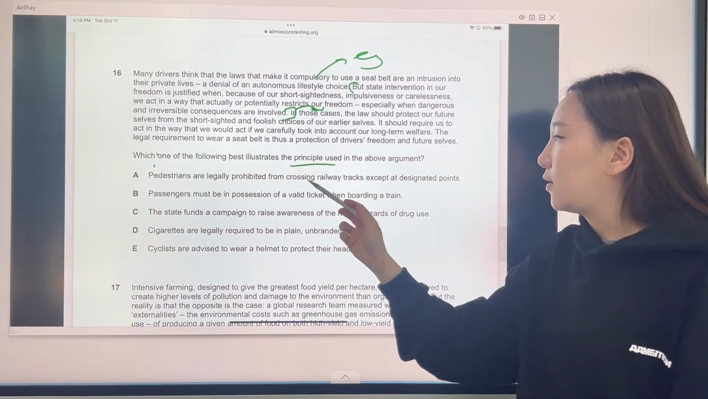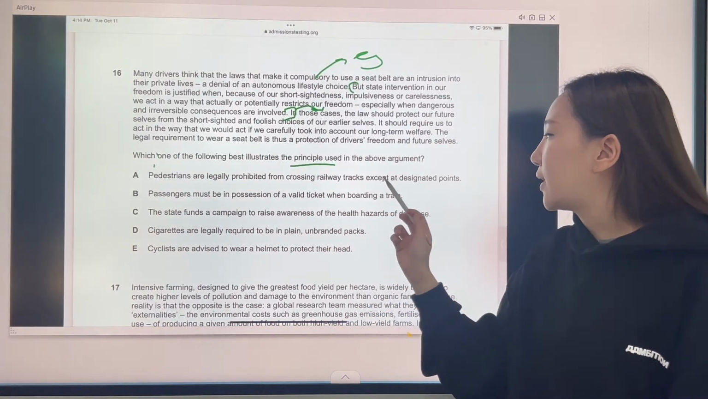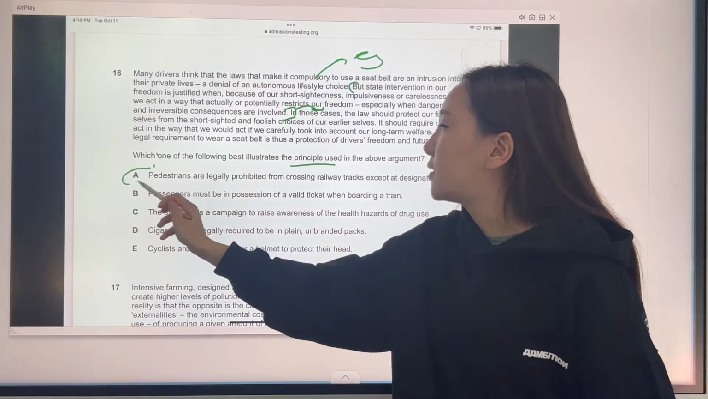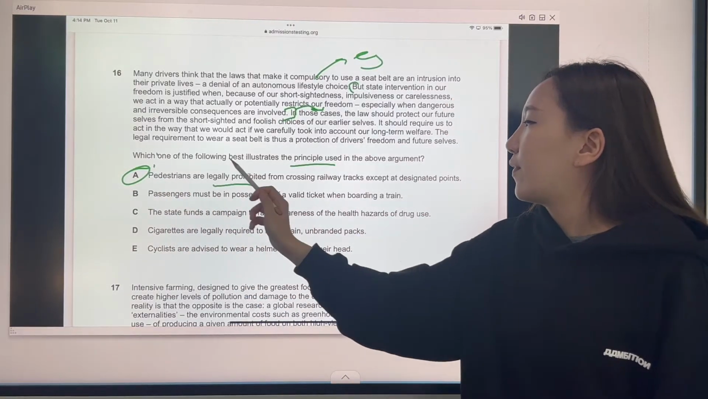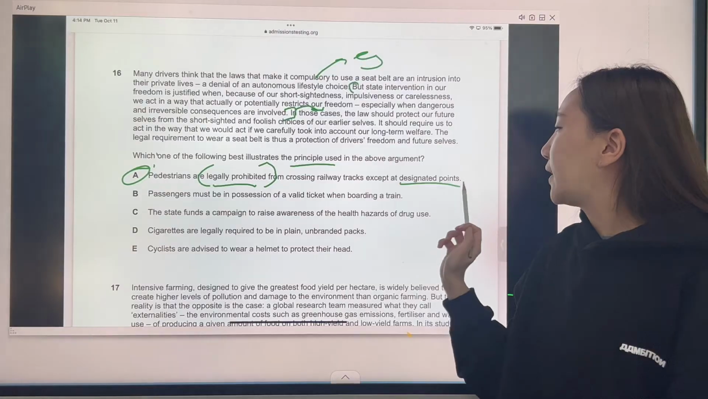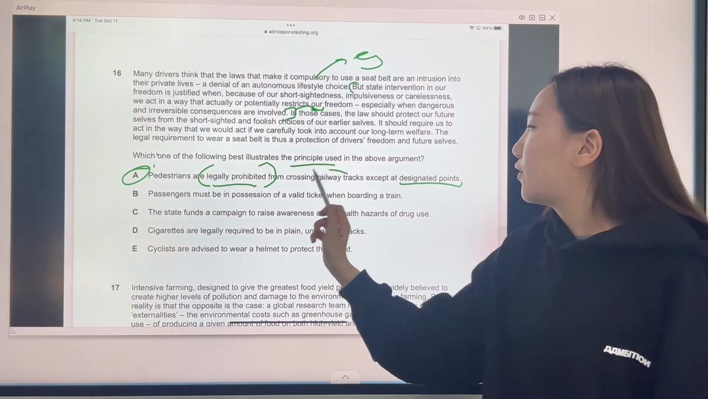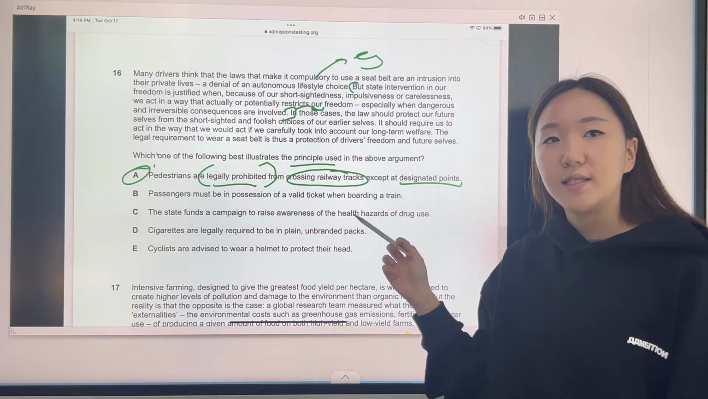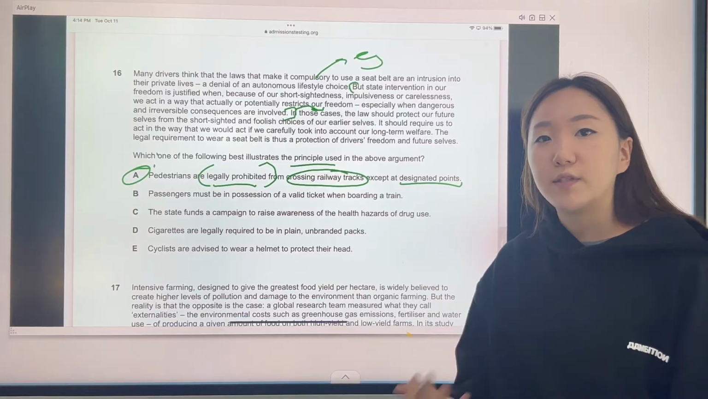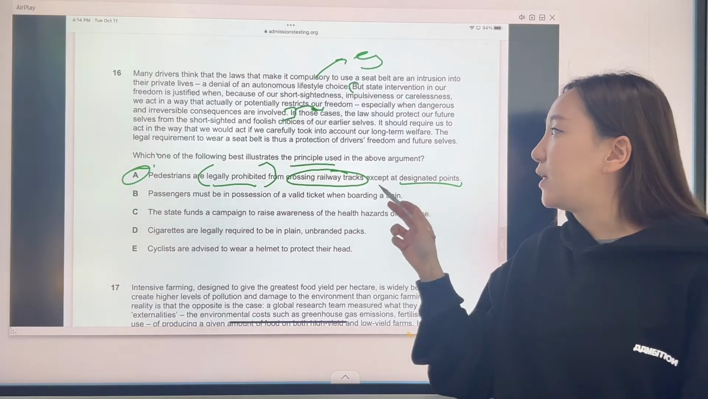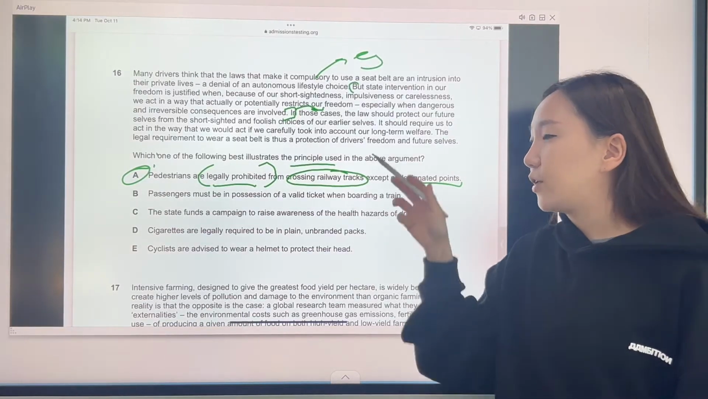A, pedestrians are legally prohibited from crossing railway tracks except at designated points. This is nice because we've got something that the state is preventing us from doing except at certain points. And obviously this, due to short-sightedness, could lead to damage to ourselves, injury, and so this would be the best exemplification of it. Let's look through the others.